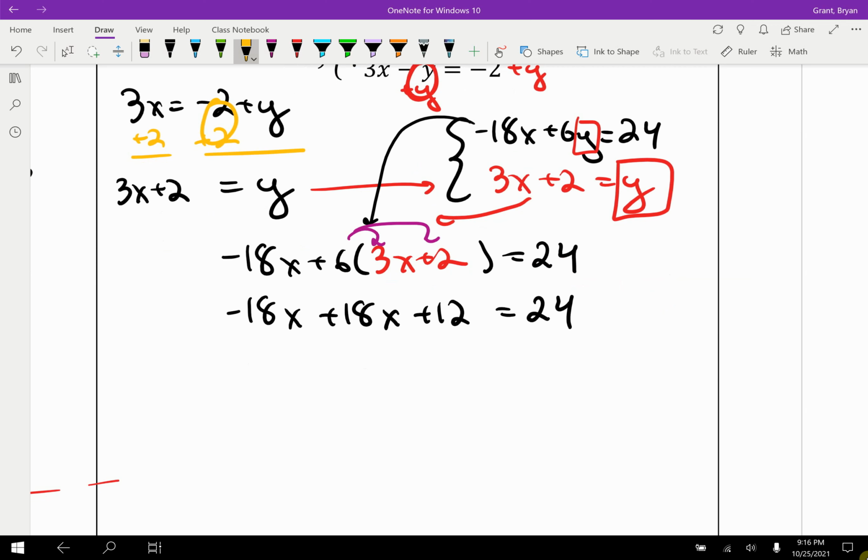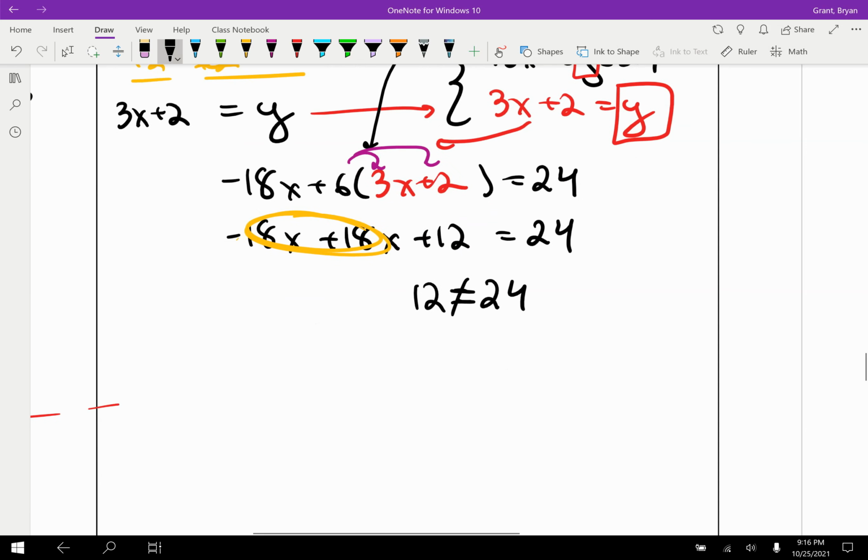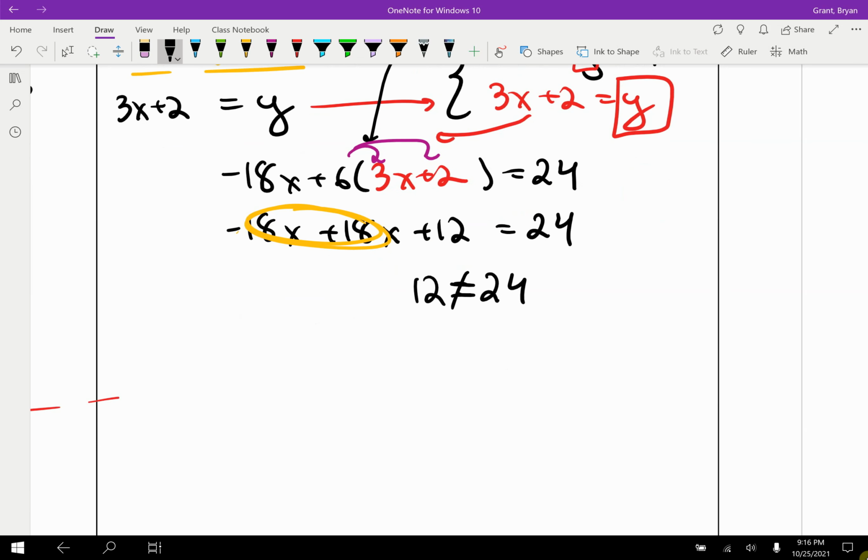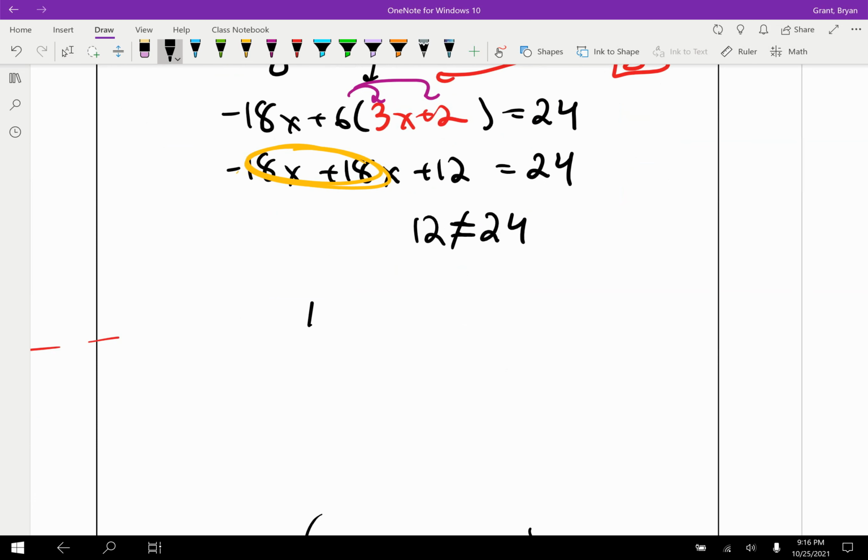Negative 18x plus 18x, whenever you do a negative and a positive of the same, we say they're additive inverses, they cancel each other out. And that just leaves us with 12 equals 24. You should note that 12 is not equal to 24. So what does that mean about our solution? There's no x's left and we got unequal sides. Well, what that means then is there is no solution.